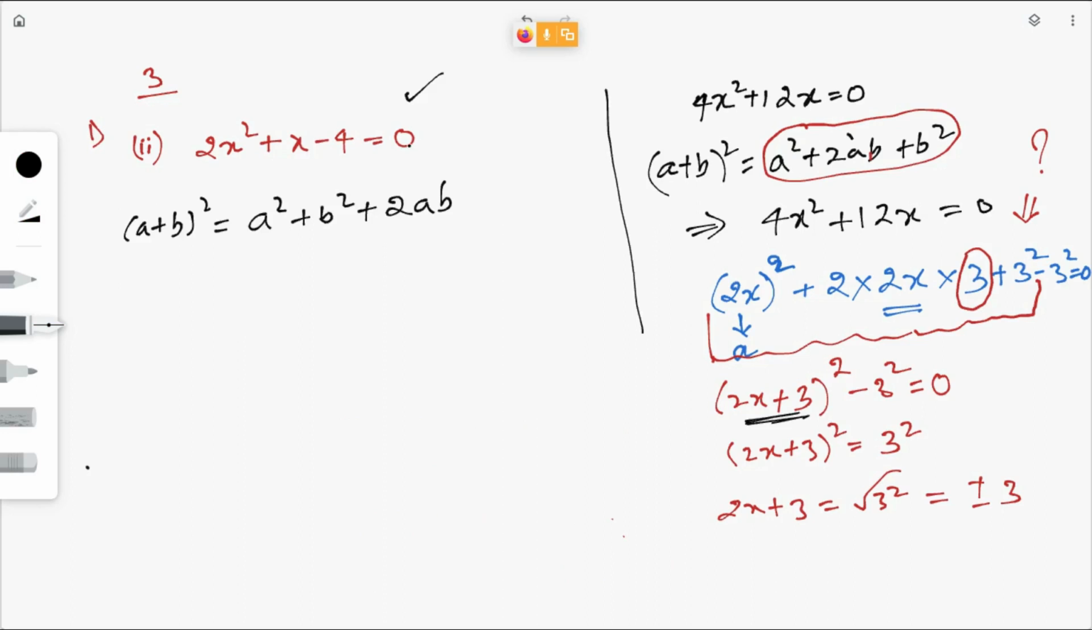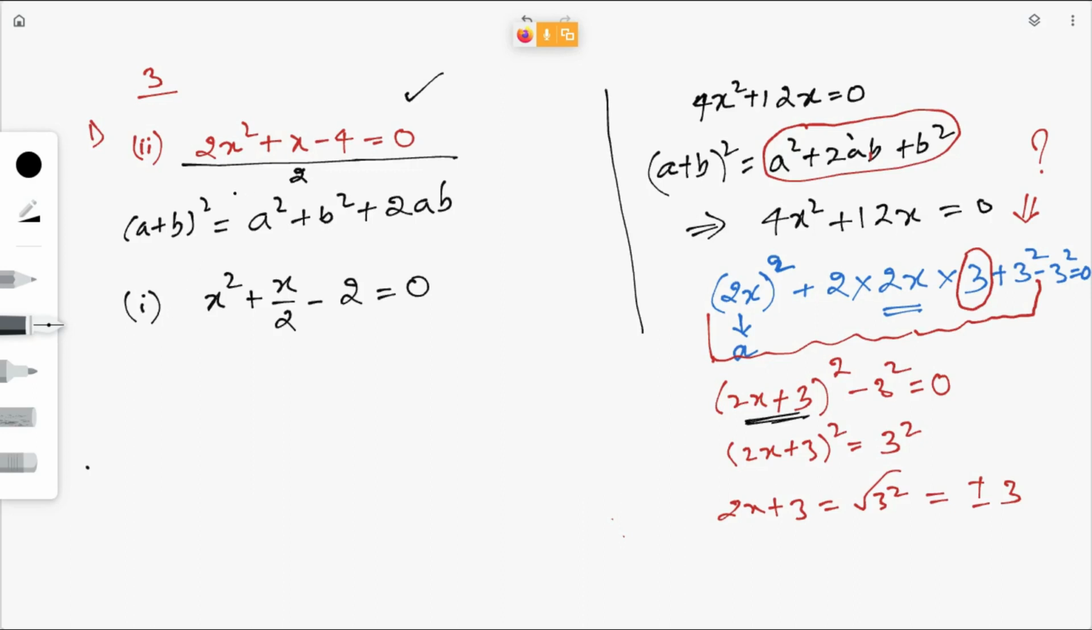Minus 4 is equal to 0. I need a complete or perfect square here. So what I will do, I will divide the whole equation by 2. If I divide this whole equation by 2, what will we get? 2x square by 2, that is x square, and then x by 2, that is x by 2, and minus 4 by 2, that is 2, is equal to 0. This is one option, right? This is our first option. So now I got x square here, so that we can follow the same steps. Yes or no? Any doubts?